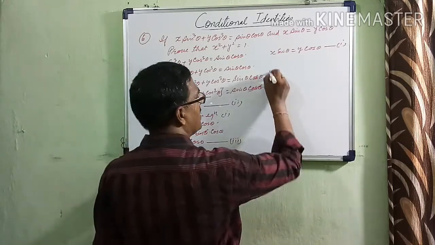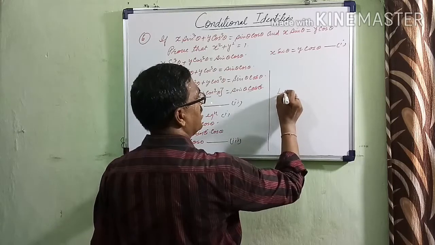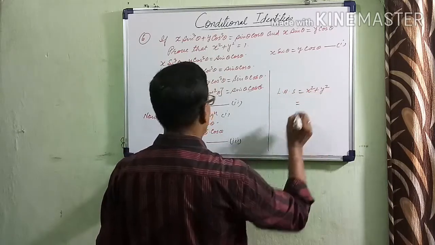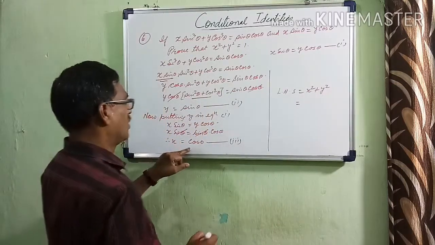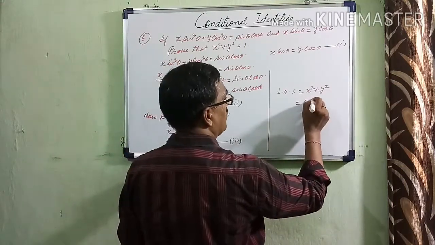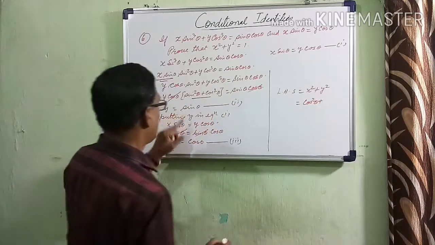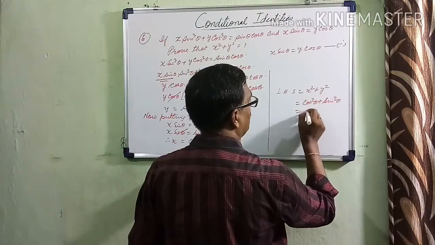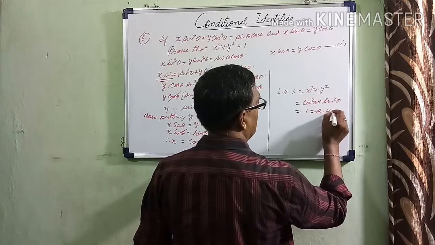Now you take LHS. What is your LHS given? Your LHS is x square plus y square. What is your x? Cos theta means cos square theta. What is your y? Sin theta means sin square theta, and that is equal to 1, which is your RHS.